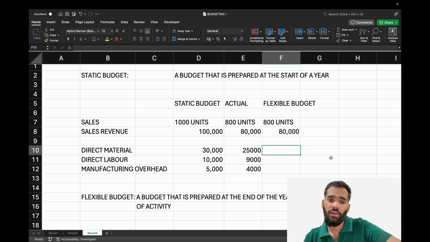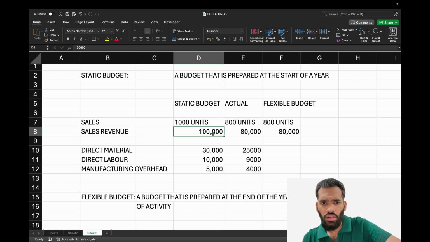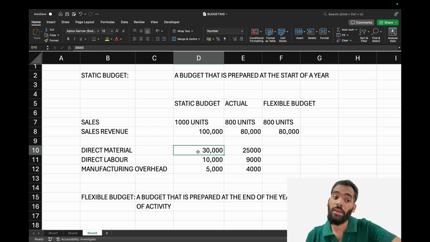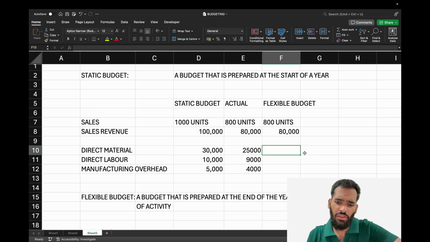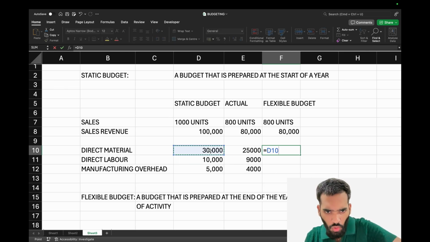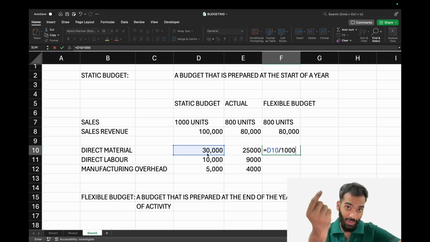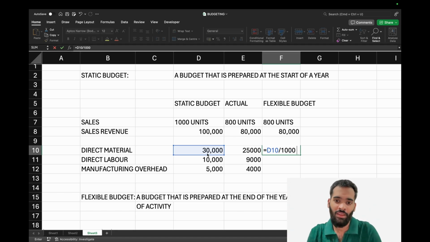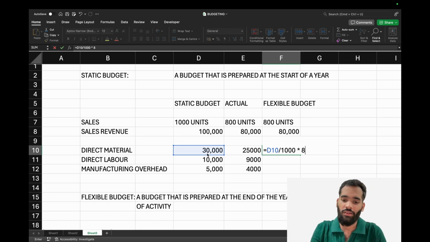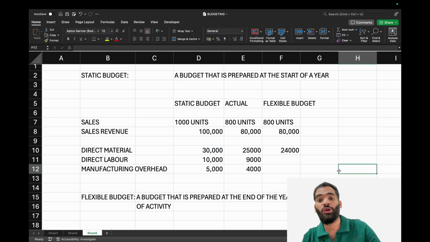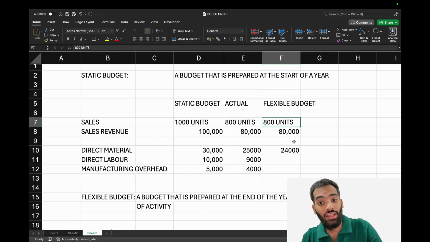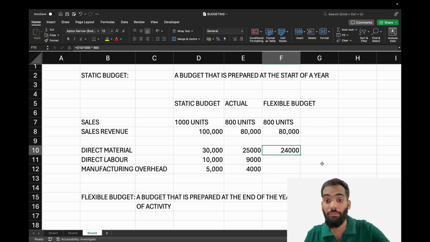Now direct material. Now let's think about this. At 1,000 units, we wanted to spend $30,000 worth of material. So let's see how much material we will need for 800 units. You take the budgeted total material divided by the budgeted units, which is 1,000, to get the per unit amount that we wanted to happen, times 800. There we go. So now we know that at 800 units, the direct material spend should have been 24,000.